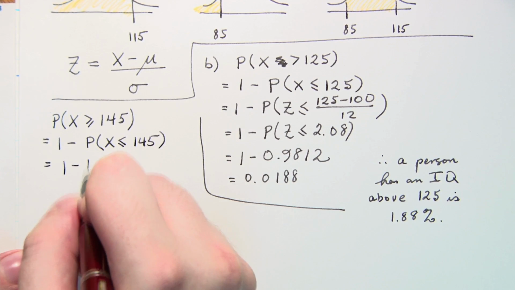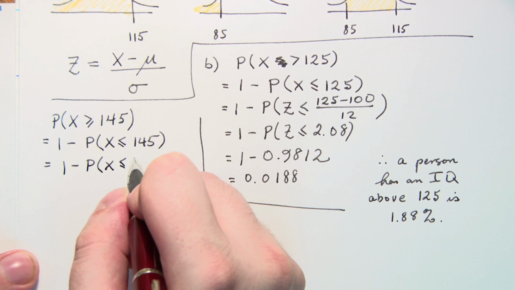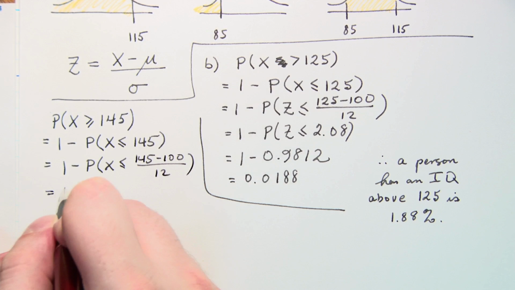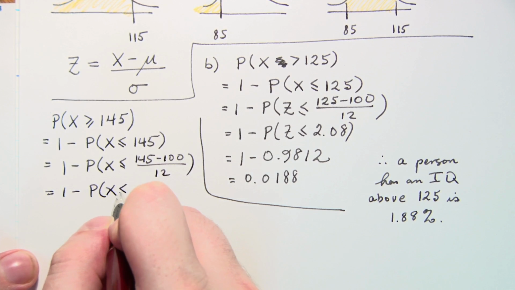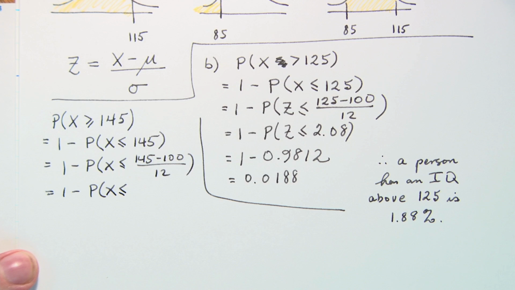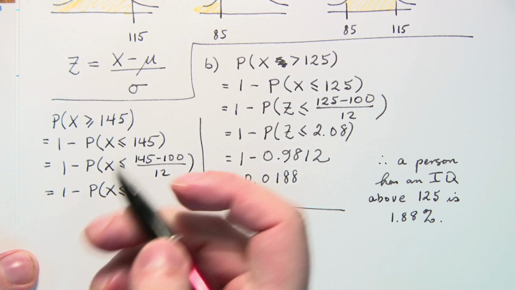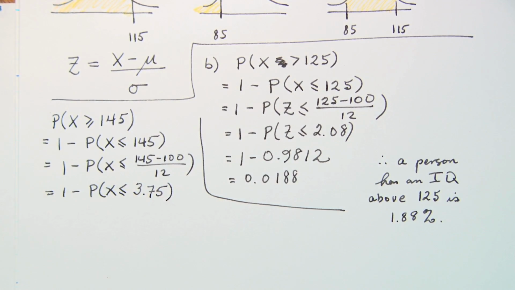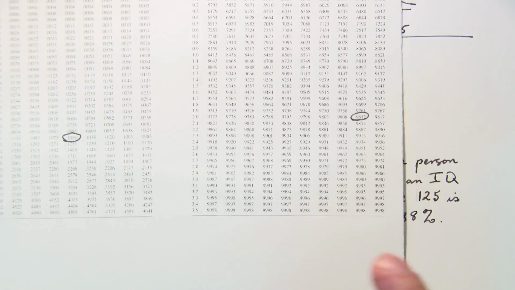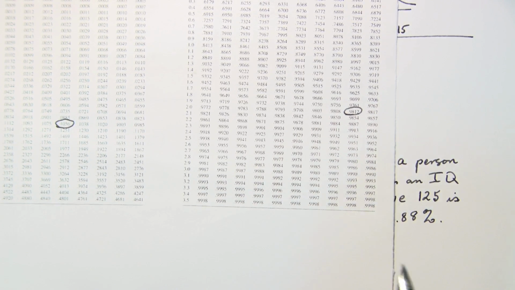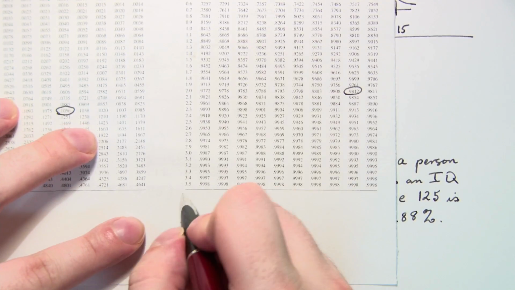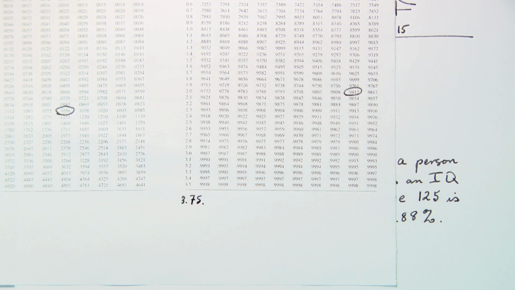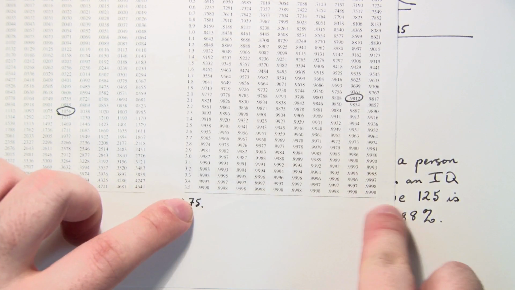We can do the same idea again. The probability is 145 minus 100 over 12, so you get 45 over 12, which is 3.75. And 3.75 is so high that I don't even have it on the table. It's not here because we only go up to 3.5.